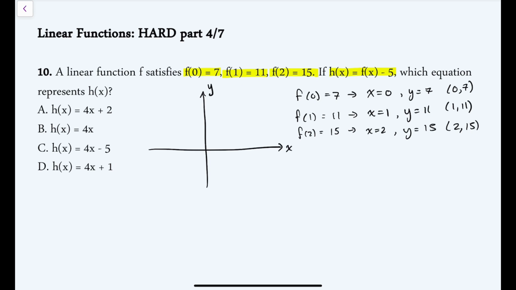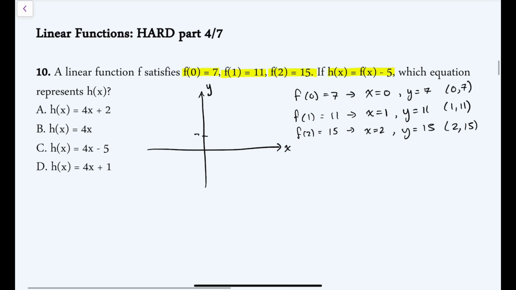So when we graph this, at 0 and 7, at 1 and 11, at 2 and 15. So our line would look something like this. Oops. I need to draw it as straight as I can. That is what f of x is, right?